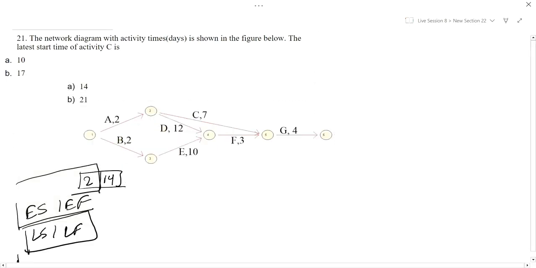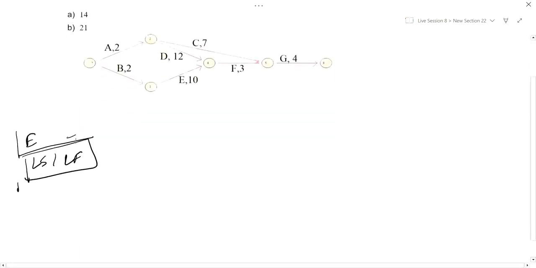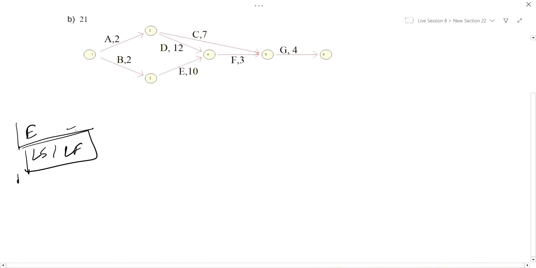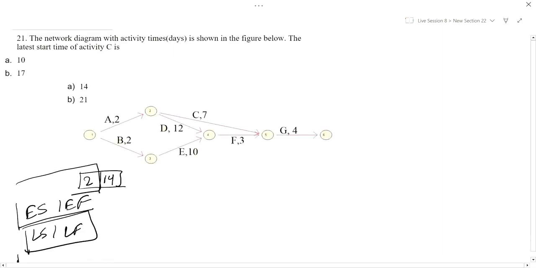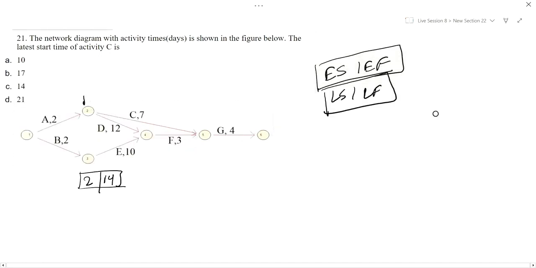Okay, I will just redo this question. So we will redo this question again. So we will start with the activities.